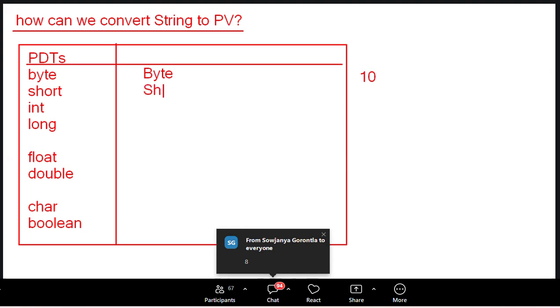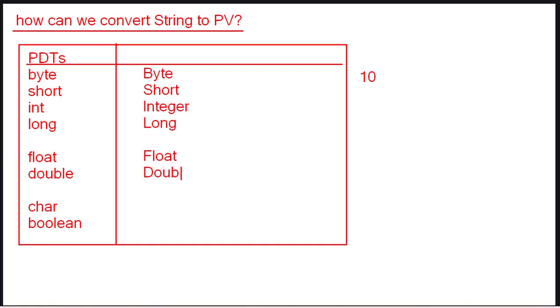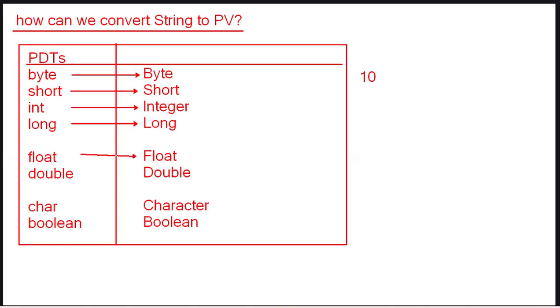Class name is also Byte. Short, Integer, Long, Float, Double, Character, Boolean. Okay. Tell me, how many primitive data types we have? 8. For each primitive data type, we have one separate class. 8 primitive data types, 8 matching classes. In these classes, we have predefined methods for performing that conversion operation.